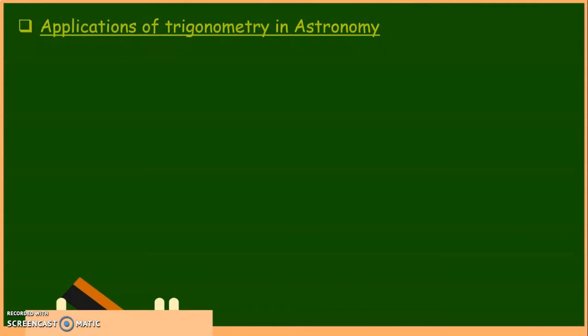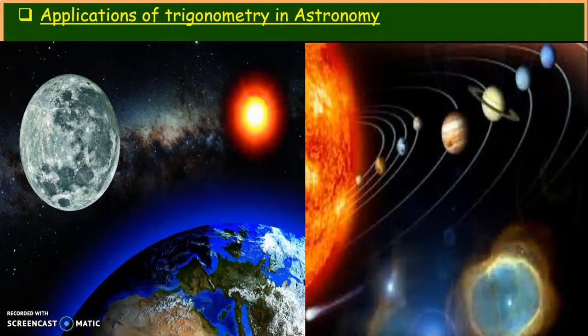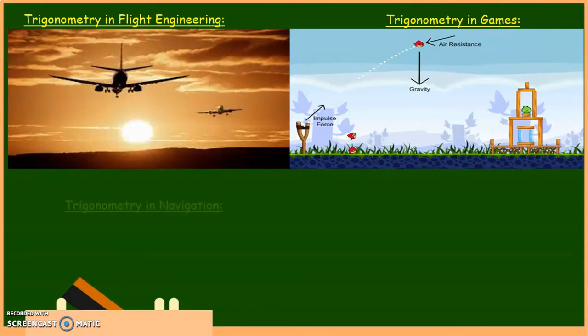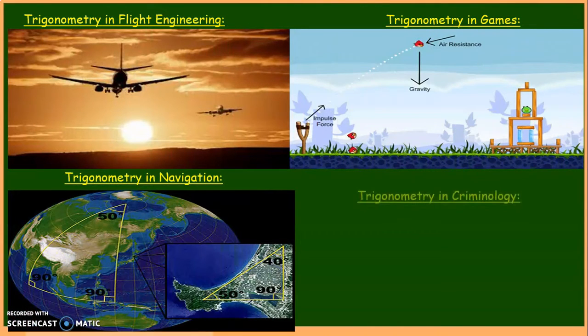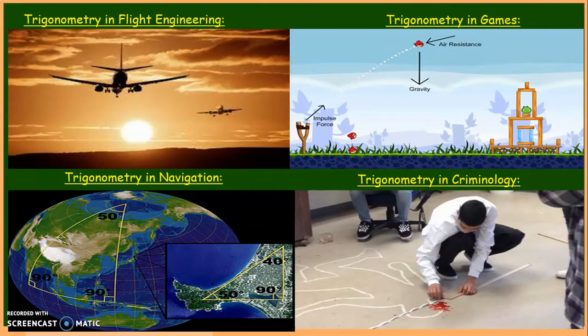Also, trigonometry is used in astronomy. In astronomy, if you want to find the distance between any two planets, such as the distance between Earth and Moon or Earth and Sun, then you can use trigonometry. Also, trigonometry is used in flight engineering, in games, in navigation, and in criminology.